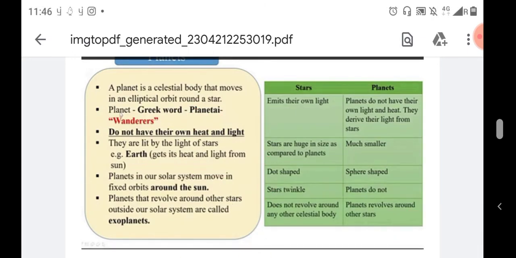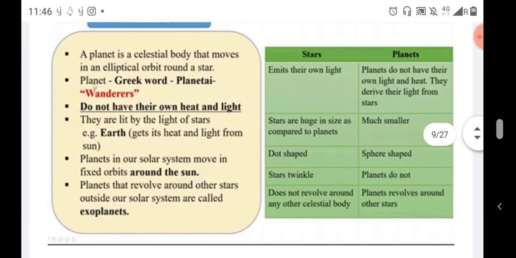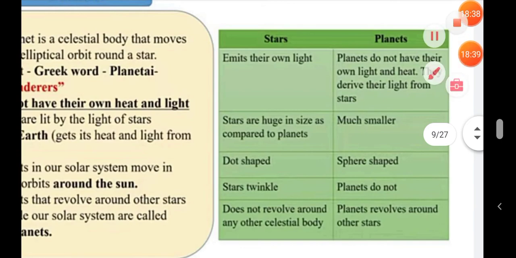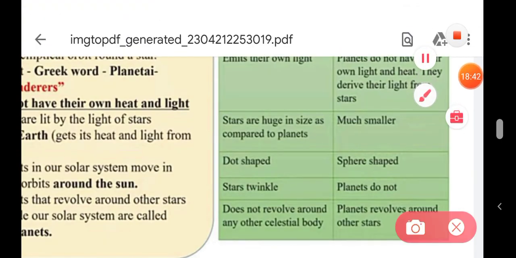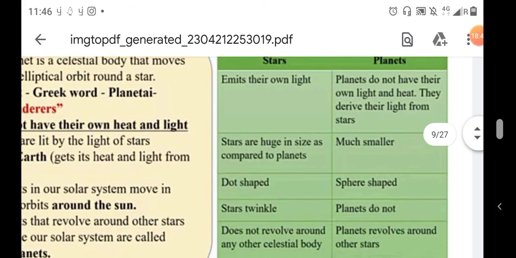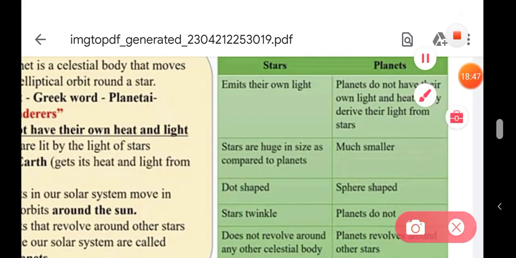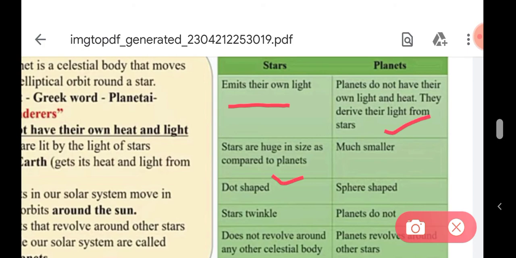So now we will find the difference between the stars and the planets. Stars emit their own light, okay, and planets do not have their own light and heat. They derive their light from stars. The first difference ये हो गया. Stars are huge in size as compared to planets, and planets are much smaller. और stars dot shaped और planets sphere shaped में.